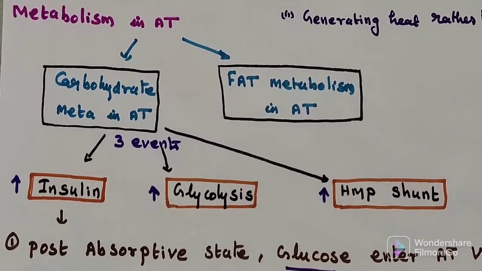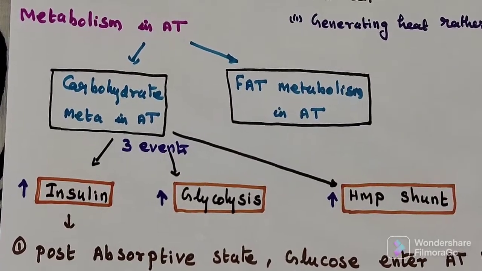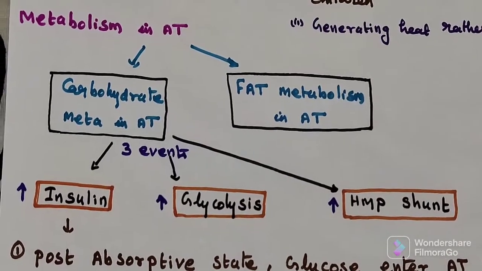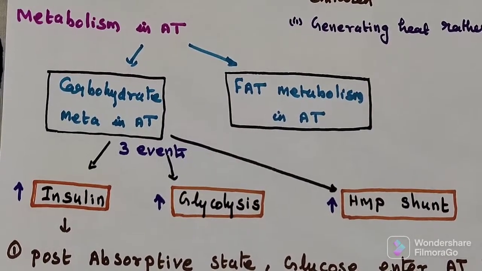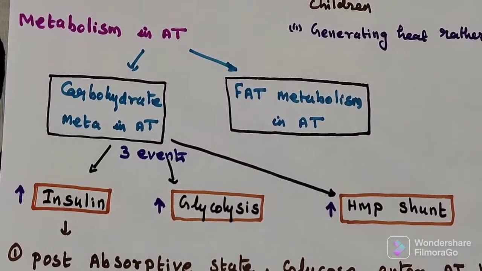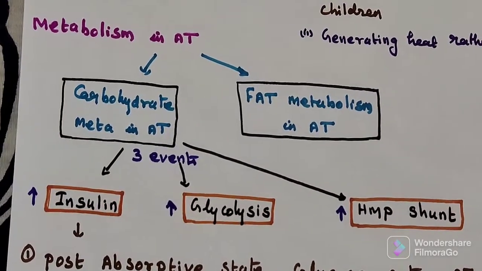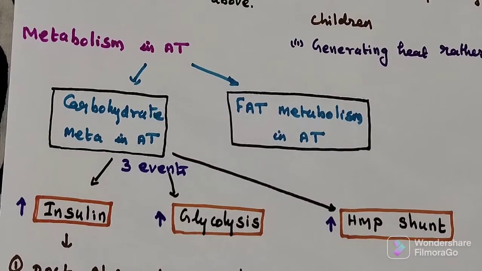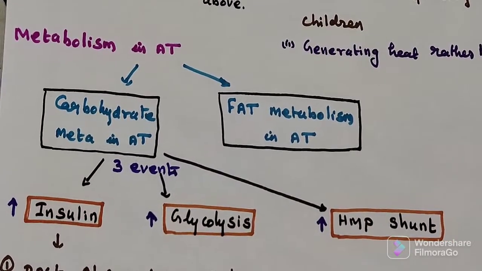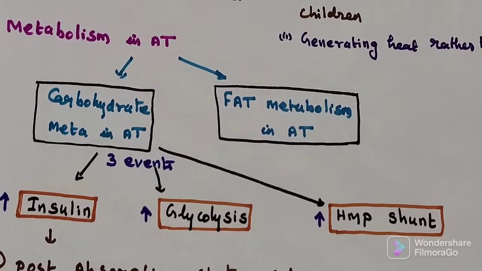Moving on to metabolism of adipose tissue, it regulates metabolism in health and diseases. Its function is to store fat majorly in times of excess energy availability and break down fat when energy is required. The metabolism of adipose tissue falls under two broad headings. First one is carbohydrate metabolism in adipose tissue. Second one, fat metabolism in adipose tissue.